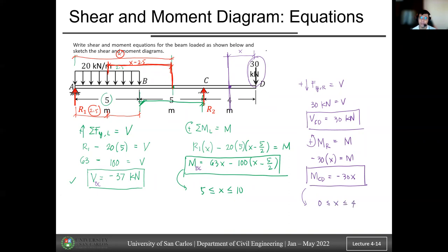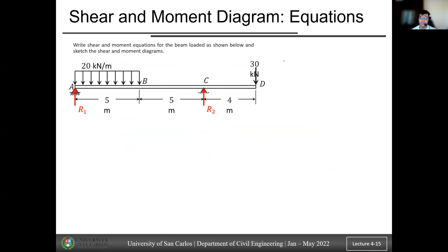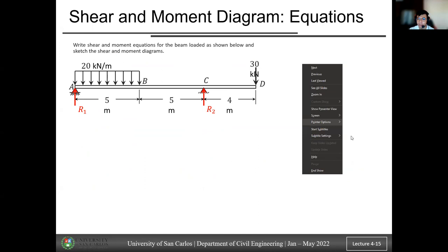Again, since we are analyzing from the right side, the other segments are not yet involved, right? So meaning it's just from 0 towards the 4 distance. And that's how you analyze your shear and moment equations. Okay. So to draw your shear and moment diagrams, let me write first the different equations as per what we have discussed so far.